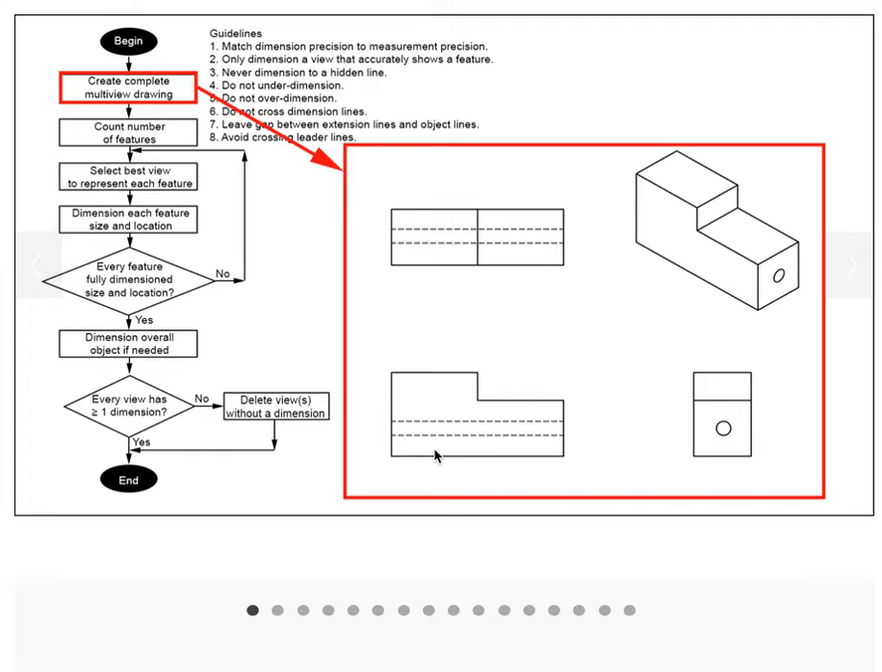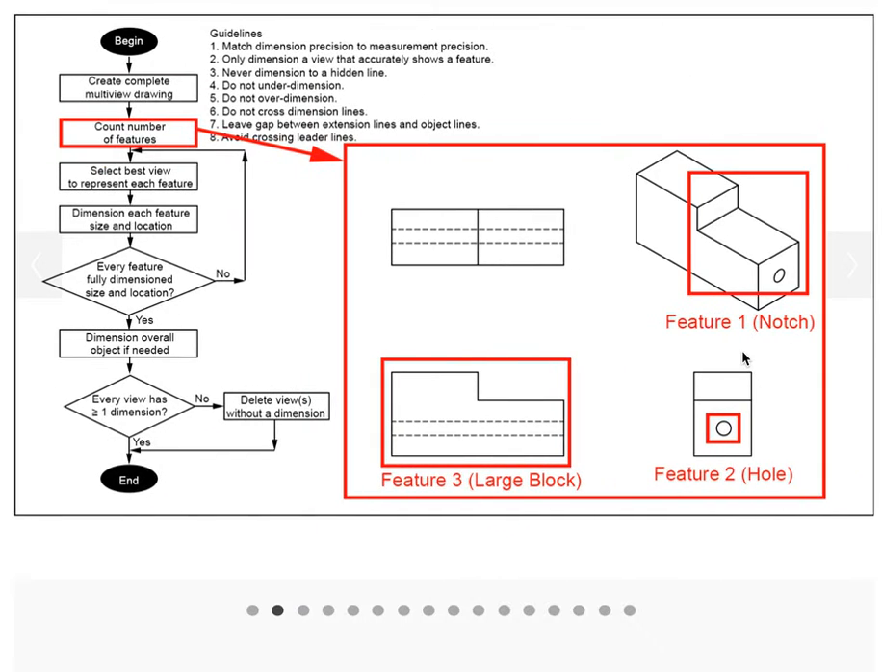All right, next up is to count the number of features. So here are the features. They're going to count the little notch cut out at the top. Here's another view of it down here. They're going to count the hole as the second feature. Okay, and then the large block as the third feature. All right, let's see what they go with next here.